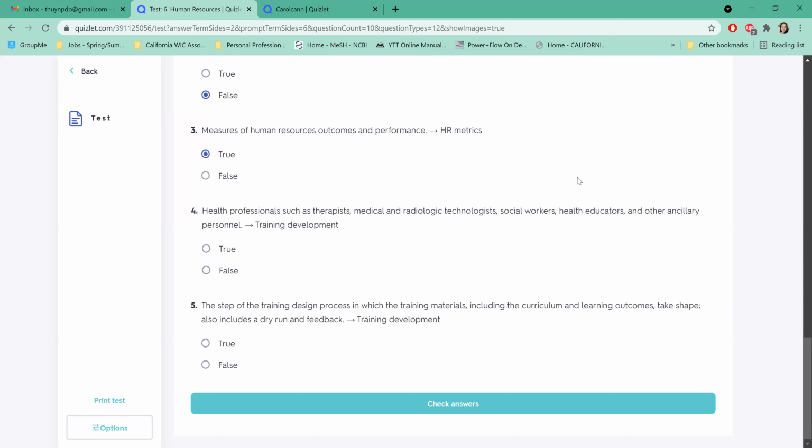Health professionals such as therapists, medical and radiologic technologists, social workers, health educators, and other ancillary personnel is called training development. F, Foxtrot.